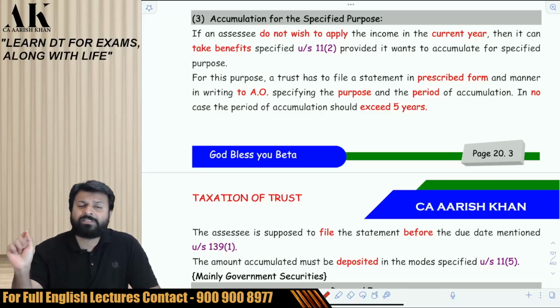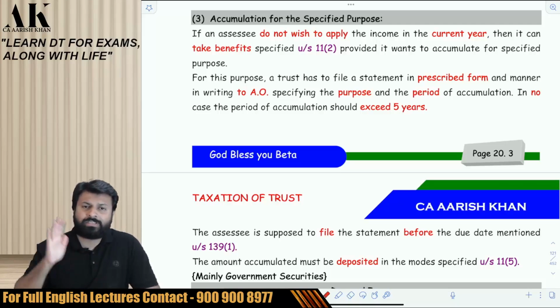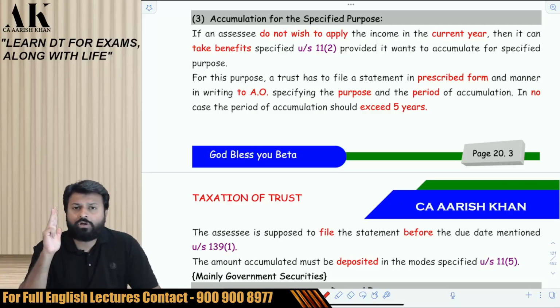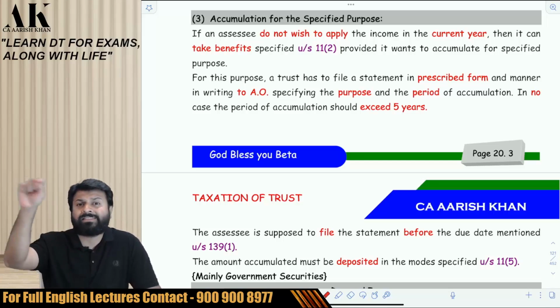You have to mention that specified purpose, and you have to accumulate that money maximum for 5 years and apply that in the 6th year. So ignore the current year. Current year is 21-22. Ignore this year. Apart from this year, count 5 more years: 22-23, 23-24, 24-25, 25-26, 26-27. You have to accumulate till 26-27 and you have to apply till 27-28. And if you do not apply till 27-28, it will be deemed income of 27-28, that is, deemed income of the 6th year.